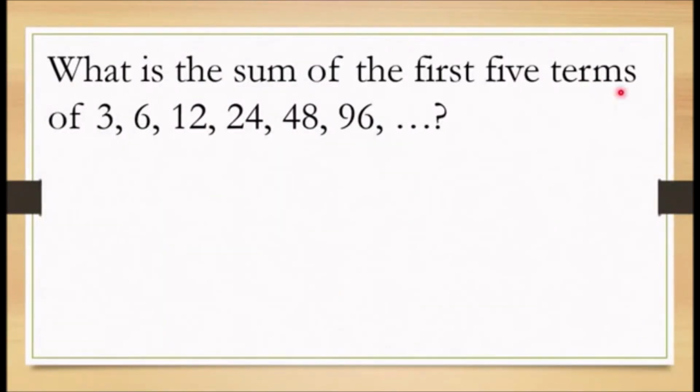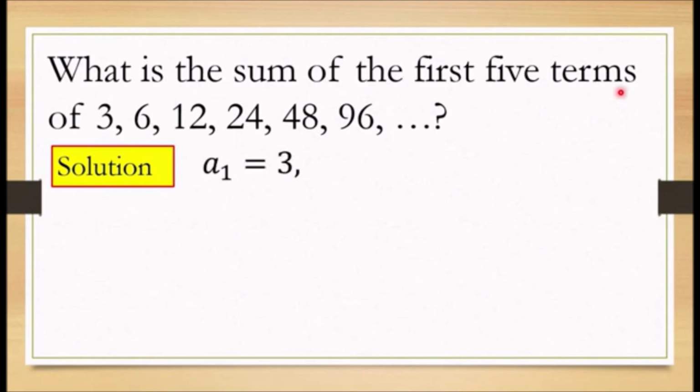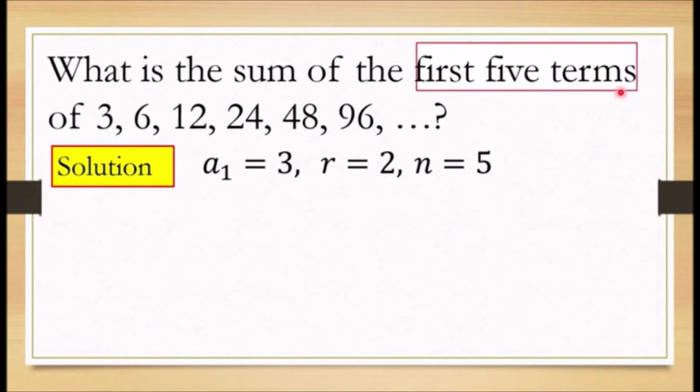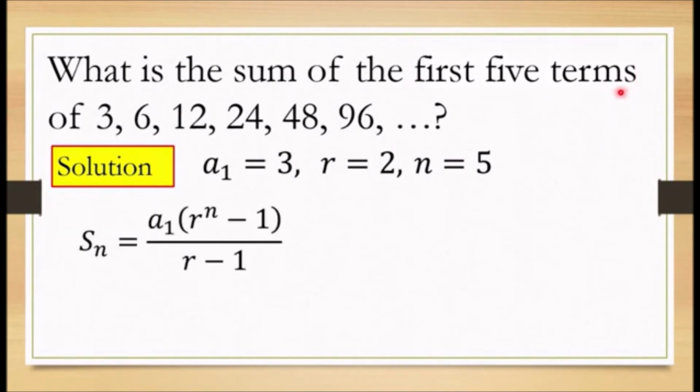Okay, so let's have an example. What is the sum of the first 5 terms of 3, 6, 12, 24, 48, 96, and so on? So we are going to find the sum of the first 5 terms of the given sequence. For the solution, first we identify the givens from the problem. So a sub 1 is equal to 3, or the first term is equal to 3. Next, r is equal to 2. Why? If you divide the second term by the first term, that is equal to 2. Next, n, or the number of terms, is equal to 5. Why? Based on the problem, we are going to find the first 5 terms.